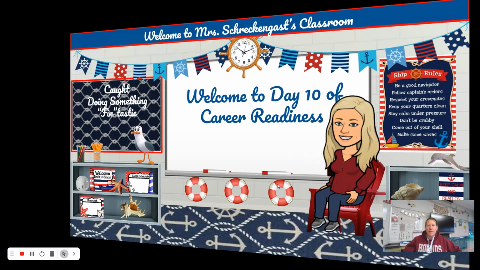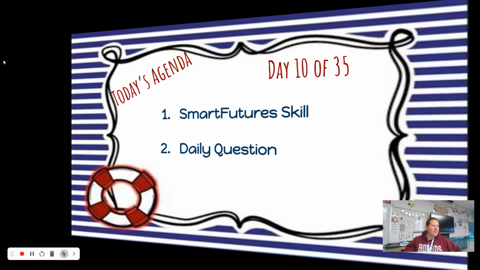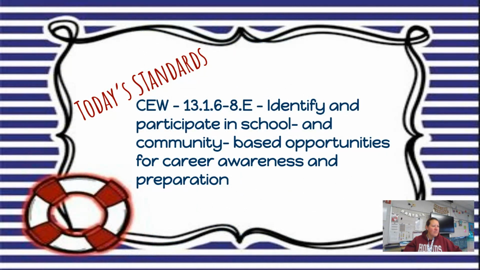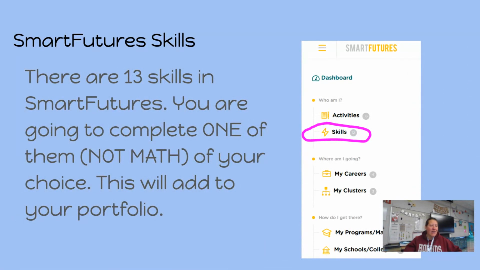So, day number 10, you're going to do a Smart Futures skill today. You're probably not signed in. All right, so there are, actually, I think this might now be up to 14. I'd have to count again. But there are several skills in Smart Futures that you can pick. You're not going to complete the math one, but you can pick any other skill.